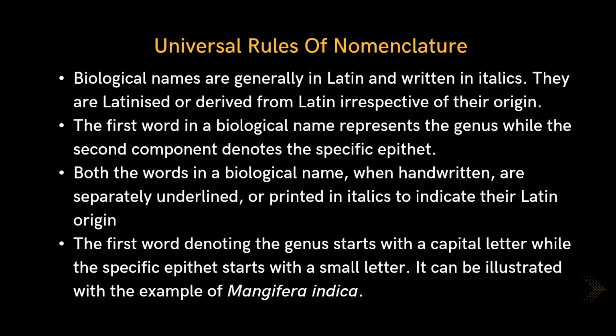The first word in a biological name represents the genus, while the second component denotes the specific epithet. For example, in this case, it is Mangifera indica. So Mangifera is the generic name and indica is the specific epithet, right?